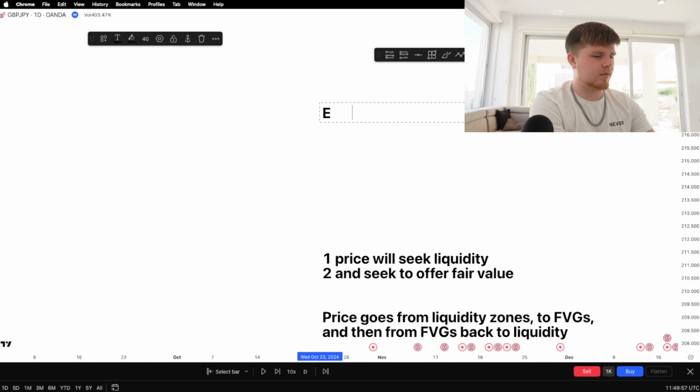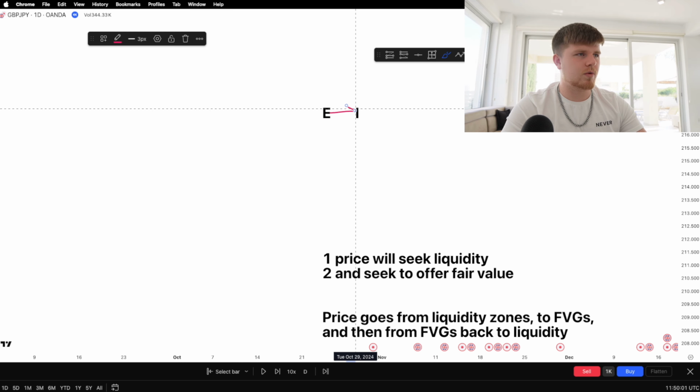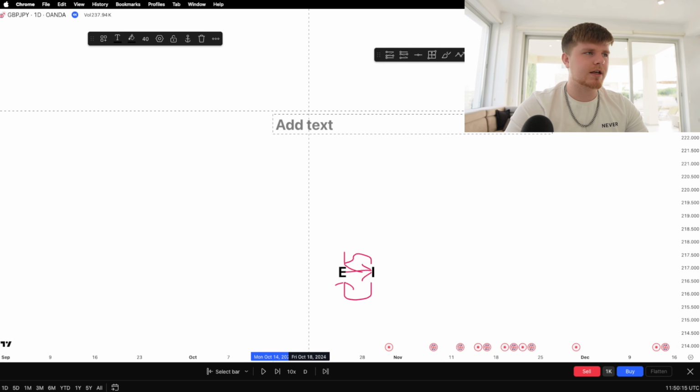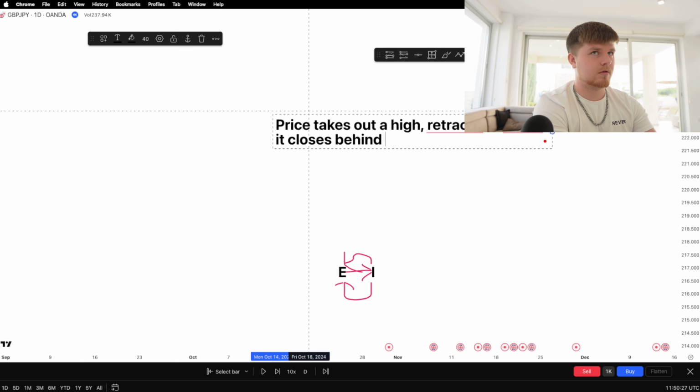Okay, we do that, and we go I. So price goes from E to I, and then back from I to E by either respecting the fair value gap, or it goes from I to E by disrespecting the fair value gap. An example story of this would be price takes out a high, so it retraces to a fair value gap, it closes behind it, therefore it goes to the low.